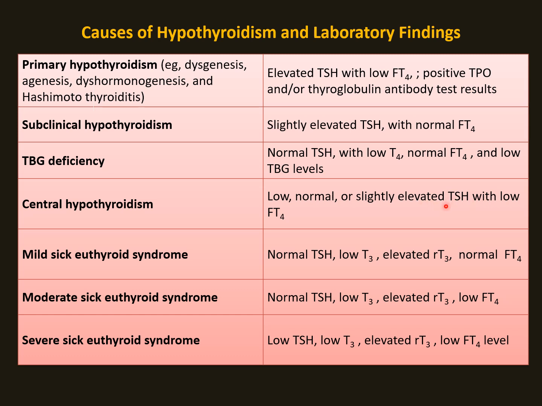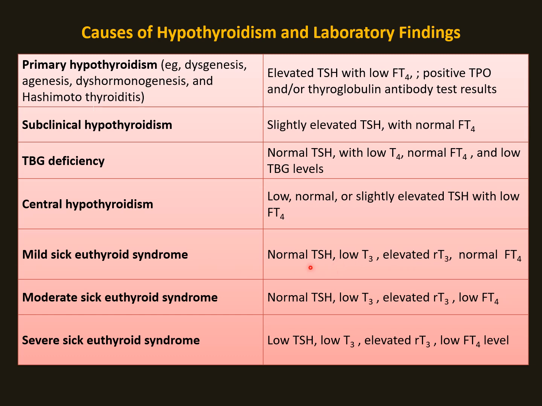When you see the behavior of TSH is unusual to the low level of free T4, this is suggestive of central hypothyroidism. Cases of sick euthyroid syndrome, mild, moderate, and severe, they share low T3 and elevated reverse T3.